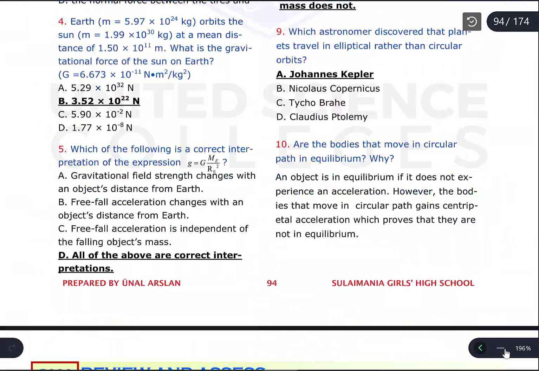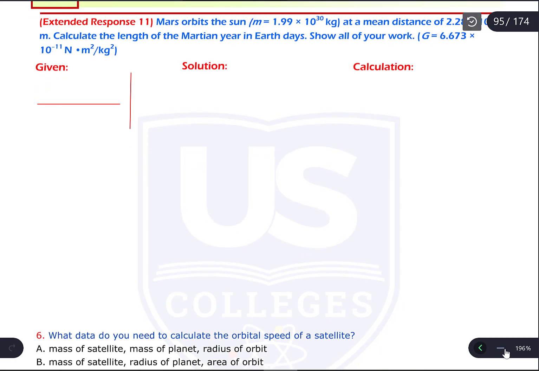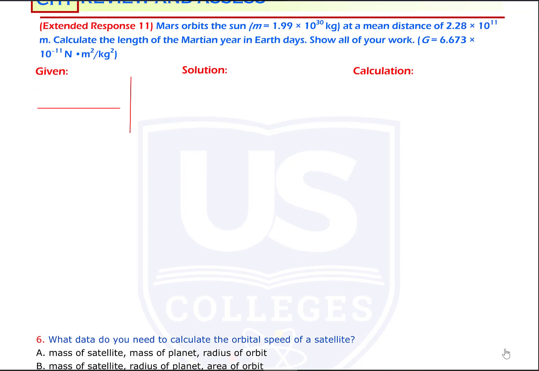And extended response question. Mars orbits the Sun, whose mass is 1.99 times 10 to the power of 30 kilogram, at a mean distance of 2.28 times 10 to the power of 11 meter.